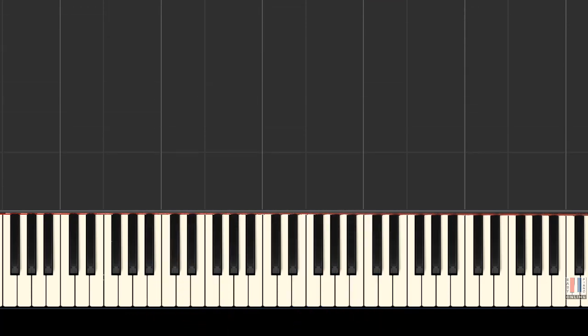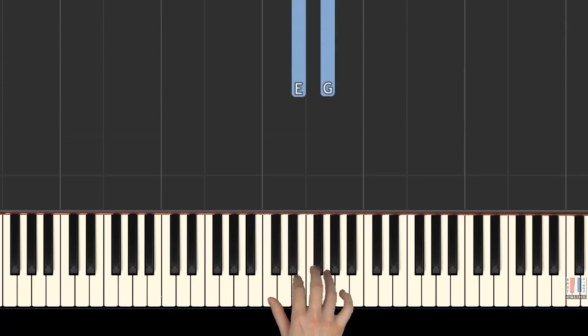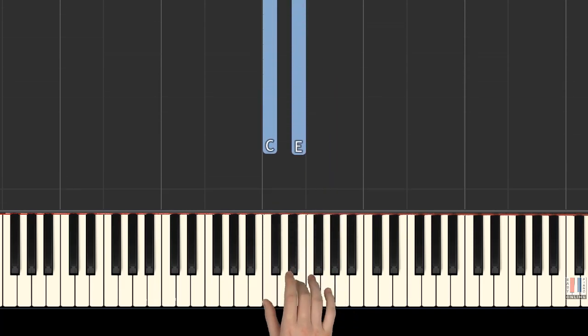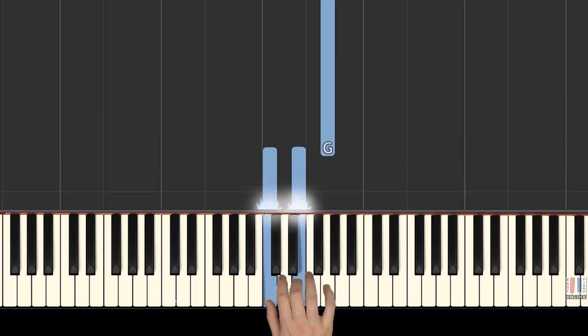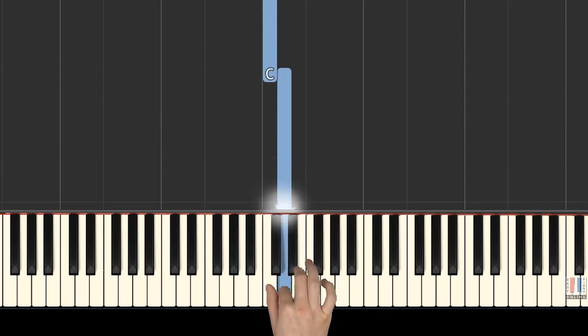Begin with the right hand. First and second fingers are on C and E. Then 2 and 4 on E and G. Then C and E again. 5 is on G. 3 on E. 2nd on D. 1st is on C.